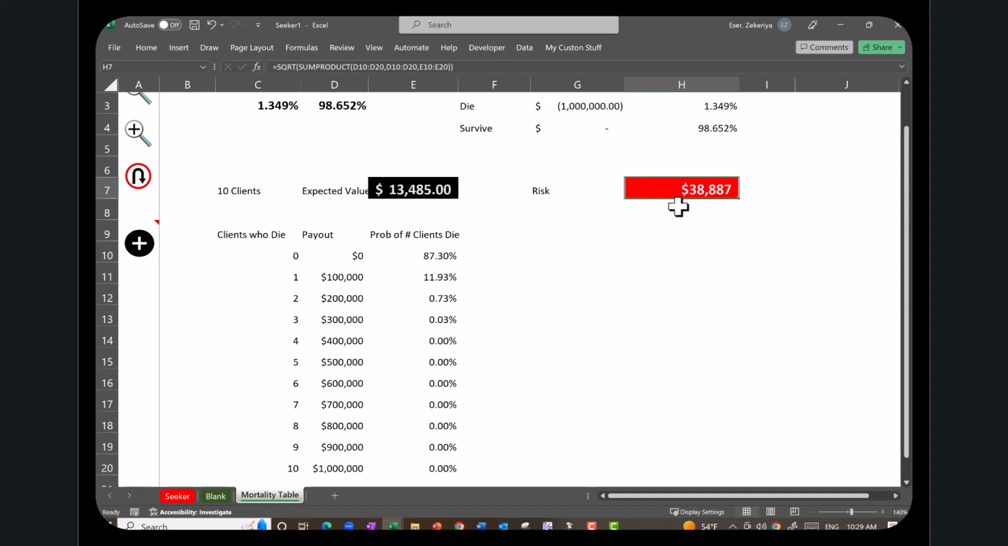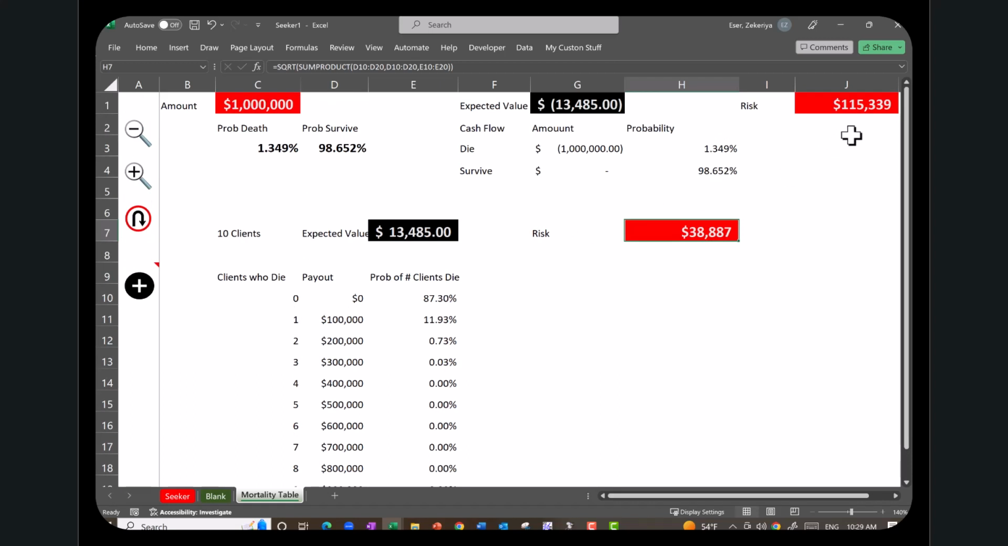Now, here's the expected risk, or the risk, 38 versus 15. If I had done this for 20 people, I'm going to tell you exactly what's going to happen. That risk is going to go down by a factor of square root of 2. I don't have to do it. You can do it as an exercise. And typically, the risk is proportional to the square root of the number of clients. So as the number of clients goes up, that risk is going to go down to 0.